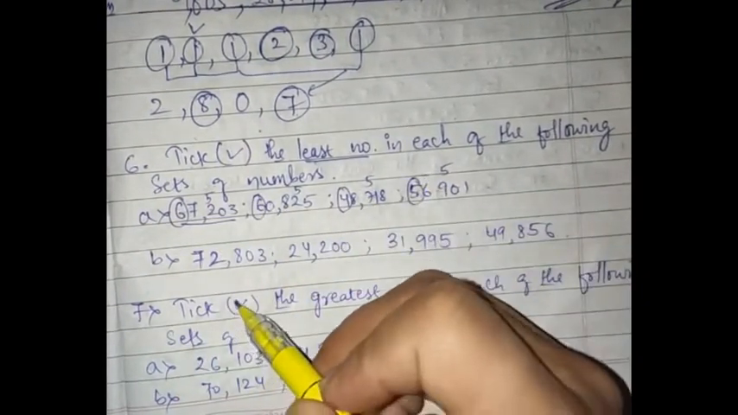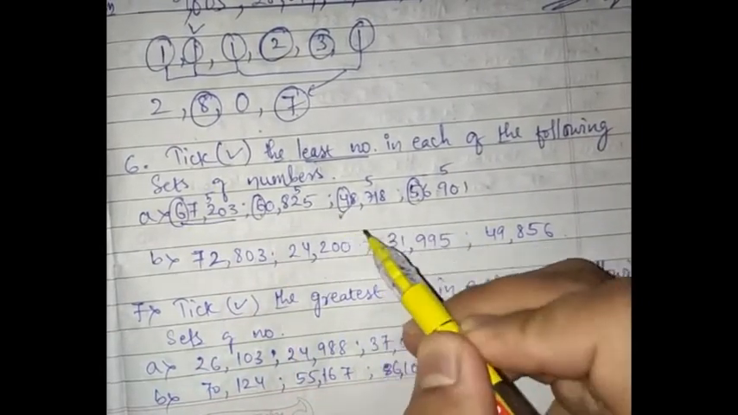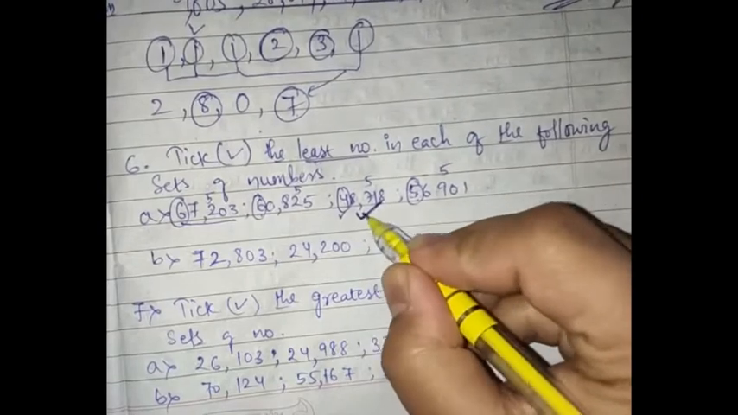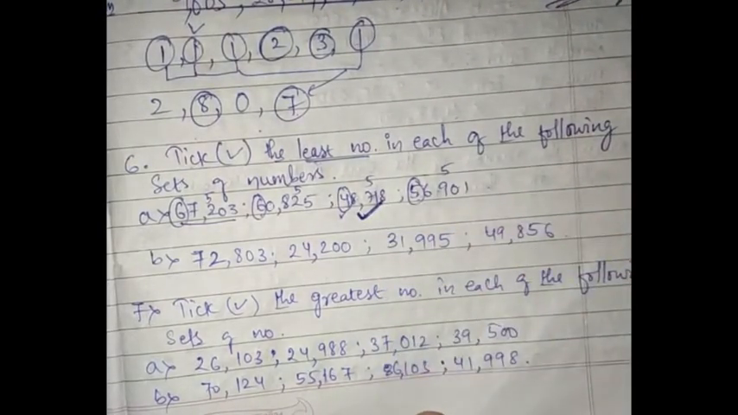Which one is the smallest among this? 6, 6, 4 and 5. Which one is the smallest? 4 is the smallest. So this will be our answer. You have to tick right to the least number. Okay, least number means smallest number.